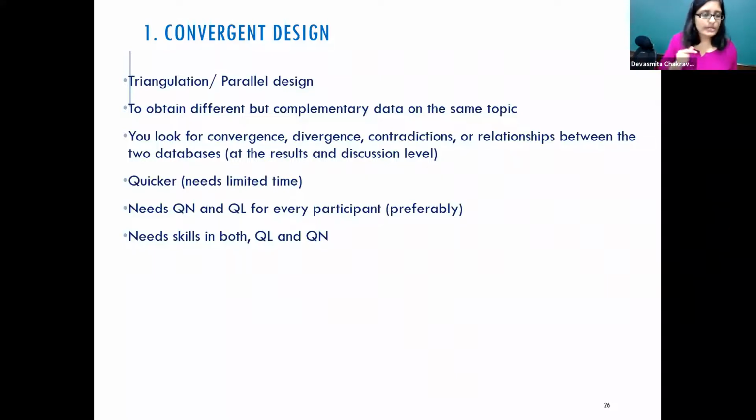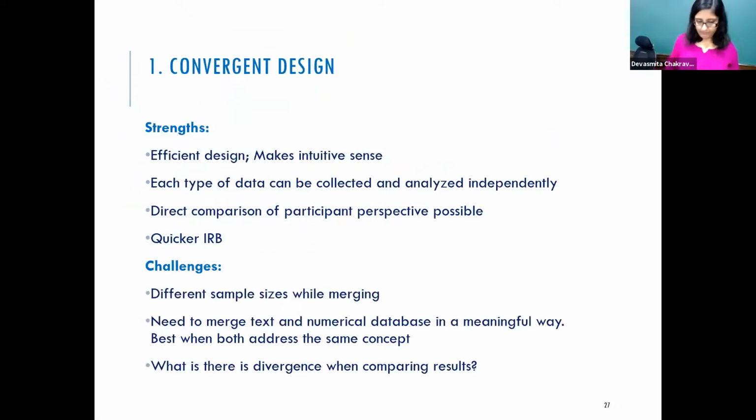It's a quicker method of doing it. Why is it quick? Because you can start both at the same time. You're not dependent on one phase to complete to be able to start the next phase. That is why if you have less time and you need to do a mixed method study, this might be a quicker approach. You need quant and qual data for every participant, preferably. And also you need to have skills in both qual and quant, either you or your team.